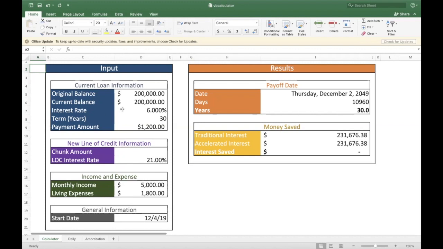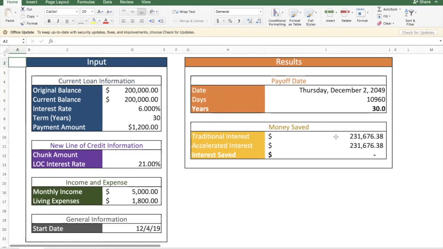Over here are the results of this loan and the current finances. The payoff date would be December 2nd, 2049, 30 years from now. The amount of interest you'd save is 0 because we're paying this loan traditionally right now. The traditional interest that you would pay is $231,676.38.